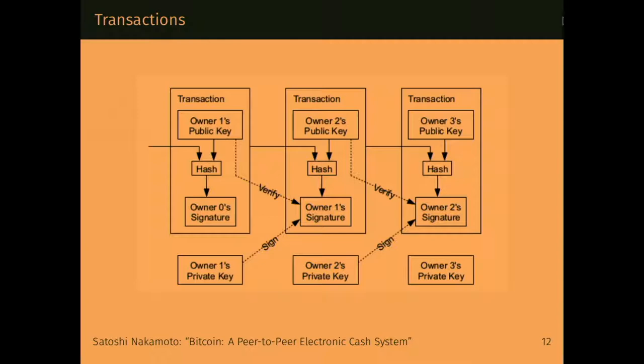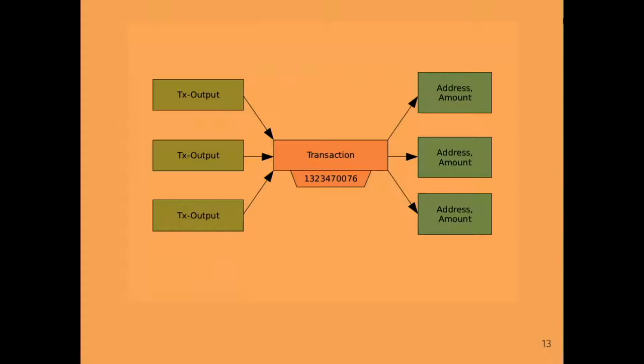If I now feed in like three inputs, I need to specify those three signatures, and I need to know all the private keys belonging to those transactions, or to those transaction outputs, to be precise.